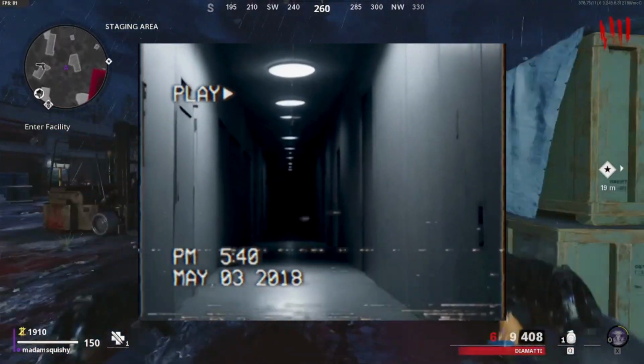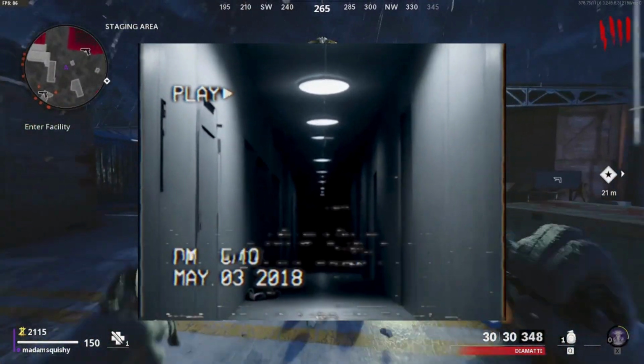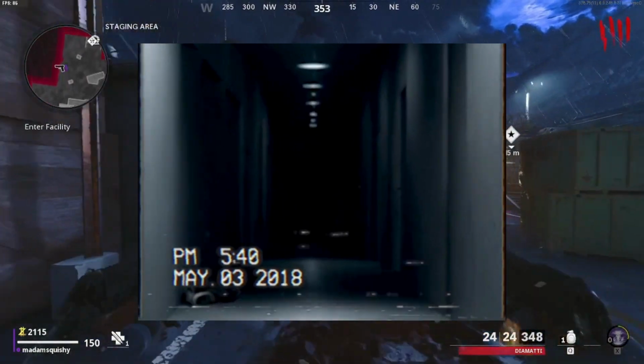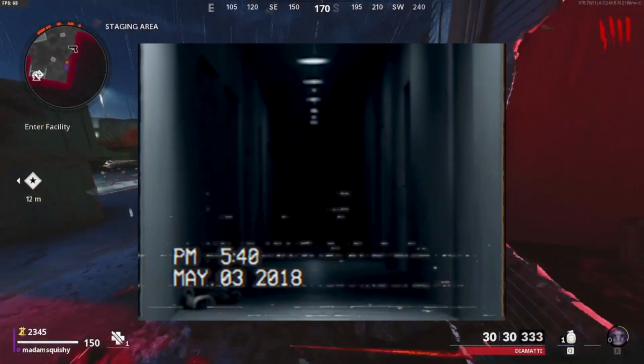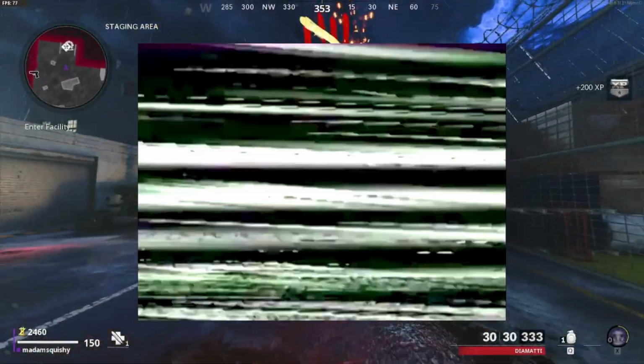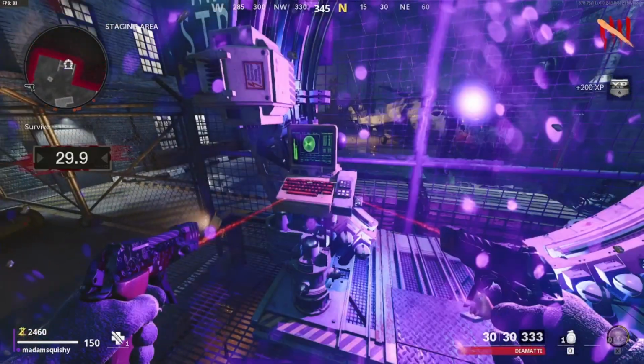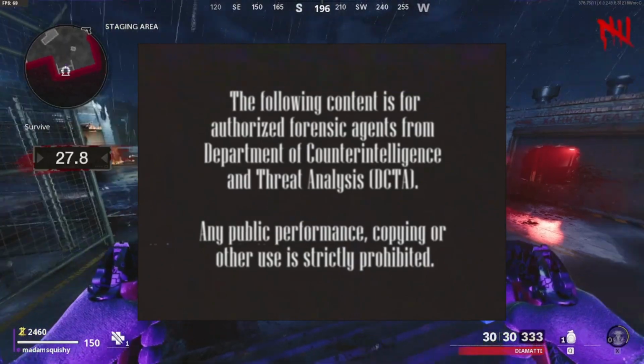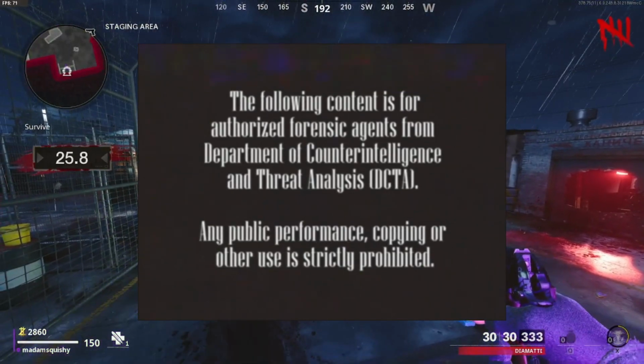Right off the bat, we're thrown in. We see what appears to be a recording of a long dark hallway on some sort of camcorder like you saw at the beginning of this video. Suddenly, a dark figure runs towards the person behind the camera, and then it cuts off. We're then met with this screen, which reads the following.